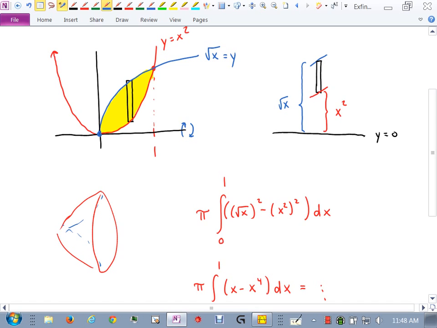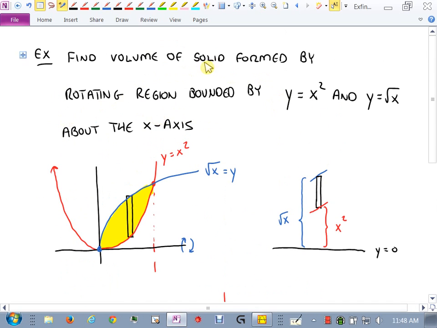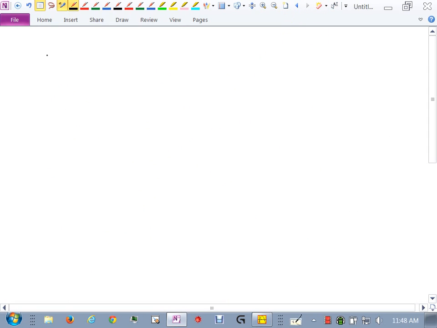So let's do now the exact same problem. I don't want to copy all this down, so let's just go to a new page. Now, rotate about y equals -3, sorry. Y equals -3. It's the exact same picture, but my axis of rotation is different now.